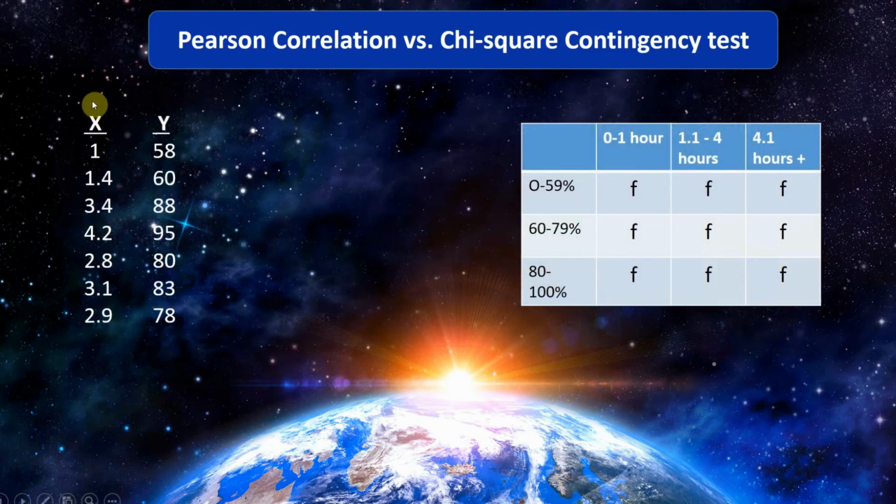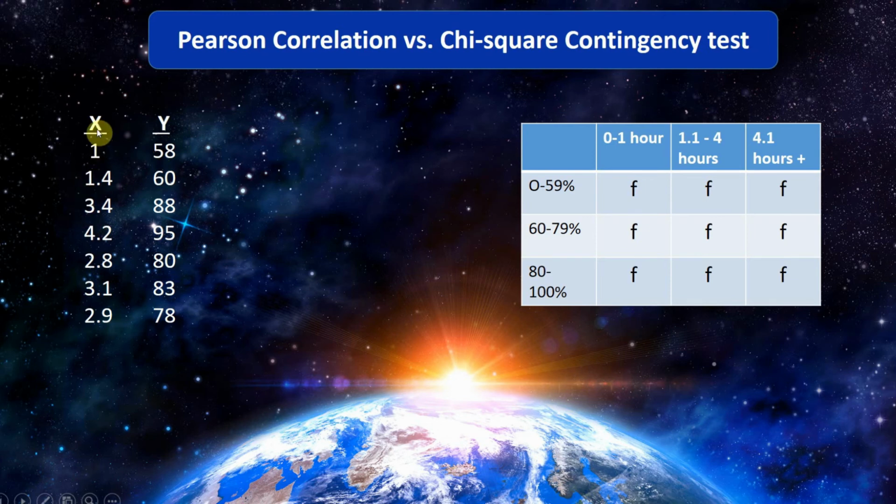Here we have the data set up to look at a correlation between scores on X and scores on Y. So remember, these are two different variables. X could be the time you spend studying, and Y could be test scores. These are from the same people, right? You have to remember that. Let's say this is your friend, studies 1 hour and gets 58%. You study 4.2 hours and get 95%. So you see how these are lined up in pairs, so each pair belongs to one person.